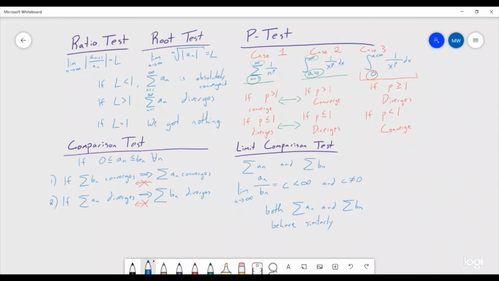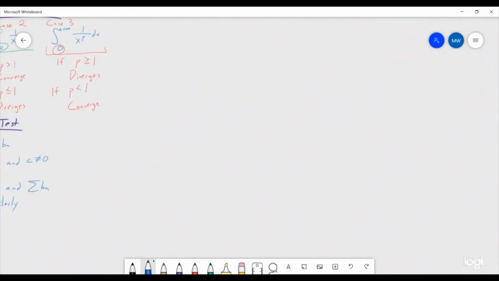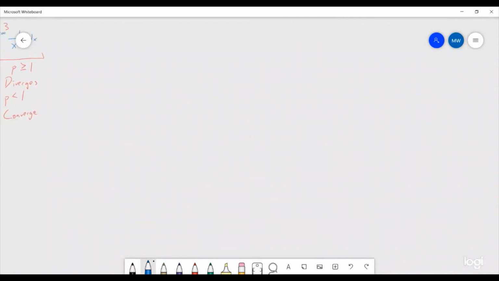Let's see, other things that we can talk about. Let's talk about Simpson's Rule for estimating something. So Simpson's Rule, this is somewhat useful if a bit confusing.